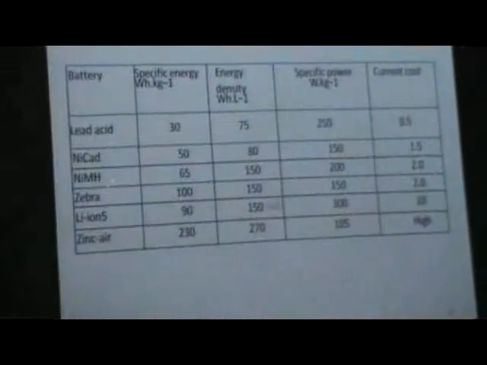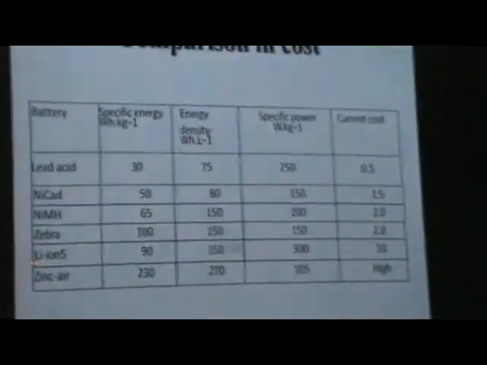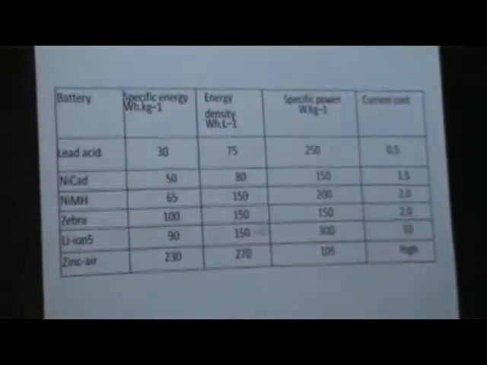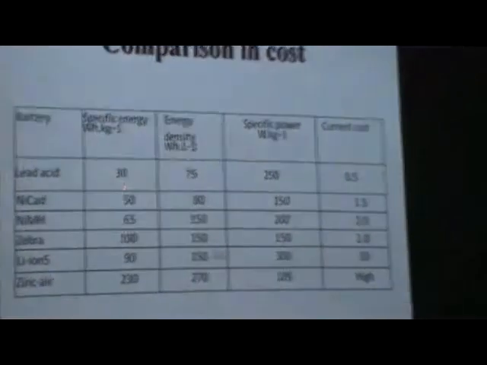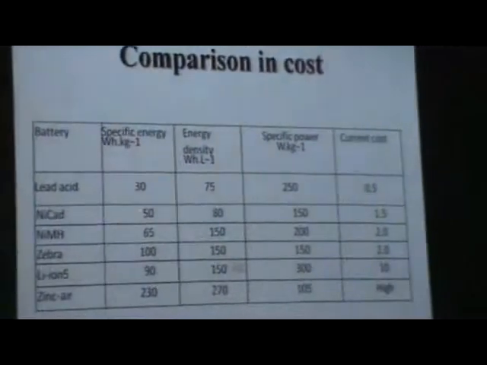Next are nickel cadmium, nickel metal, zebra, lithium ion, and zinc ion. You have to compare all the batteries. For lead acid, the specific energy is very low. If you want quick replacement, you have to replace your chemical energy, and if you put in new chemicals, then you can store the energy again.